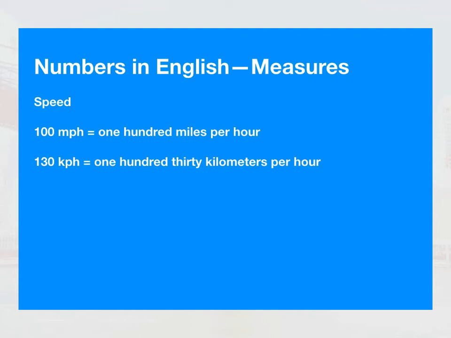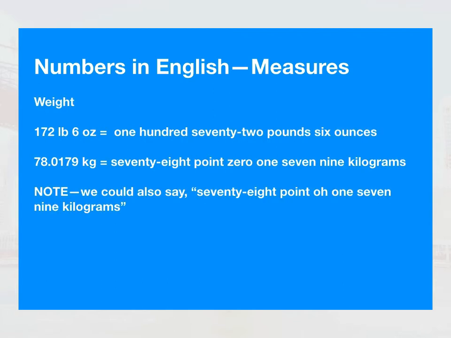Certain measures, we'll talk about speed: 100 miles per hour in Britain or in America. Using the metric system in the rest of the world, we would talk about 130 kilometers per hour. Measures of weight: 172 pounds, 6 ounces. Pounds, for whatever reason, is abbreviated LB. 78.0179 kilograms. Notice we could also say it in another way.